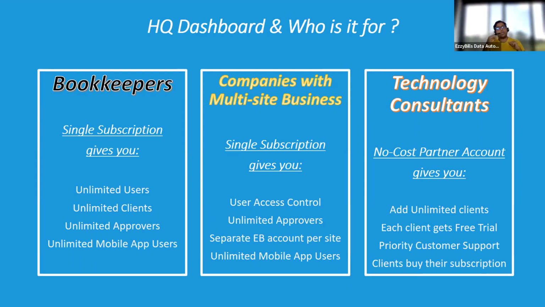Each of your clients, when they come in, you can add them and they can get the trial. During the trial, they also get priority support. If you are an EzzyBills partner account and you add a client under your account and he's doing a trial, we give him priority support: phone support, email support, and an account manager. And when the trial is done and they are happy with the product, they can simply go ahead and buy their own subscription. In that case, your HQ account is still there, still unaffected.